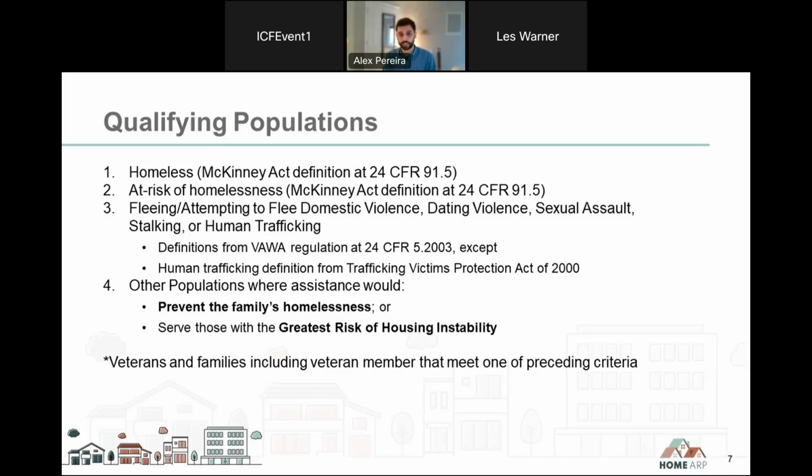Veterans and families, including a veteran member, don't have a distinctive QP that they fall under, but as long as they meet the criteria for one of these preceding QPs, then they qualify for rental housing under this program.